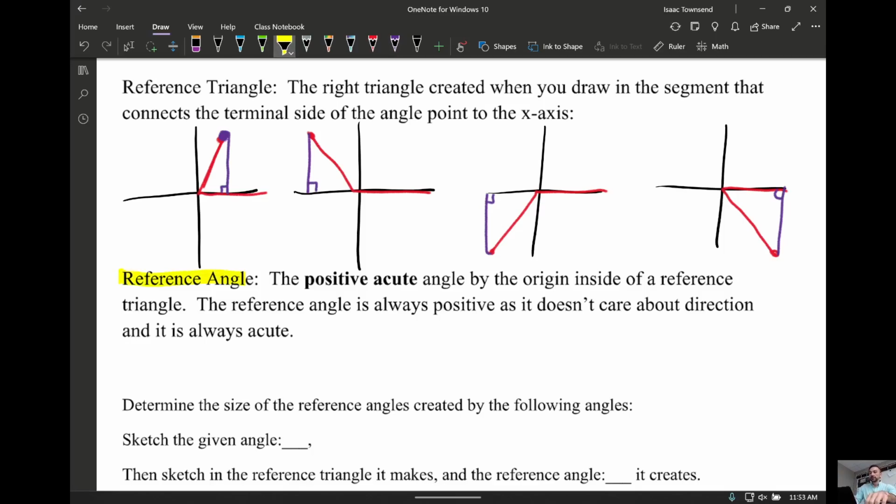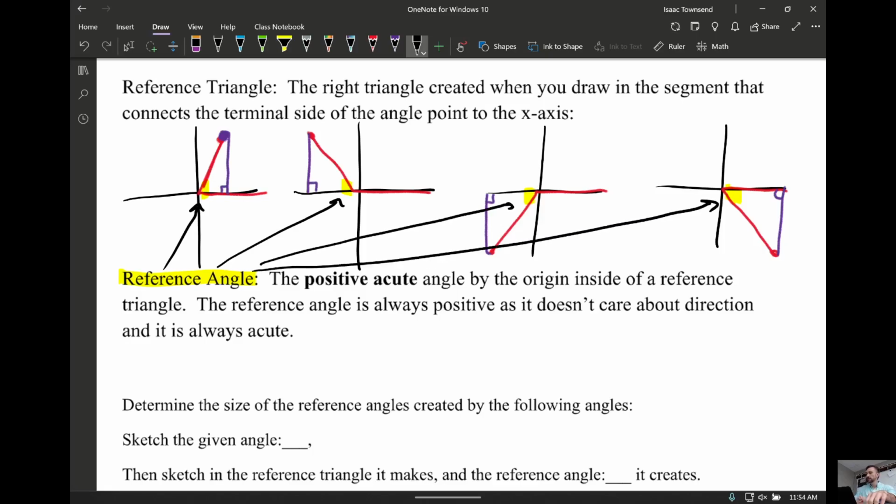Now the reference angle is this guy right here. The angle by the origin is always going to be an acute angle. And by definition, it's always positive. Reference angles don't care about direction at all, so we always want them to be positive. So the last part of our notes is getting a little bit of practice in how to figure out how big a reference angle is. That's what we will ask you to do.